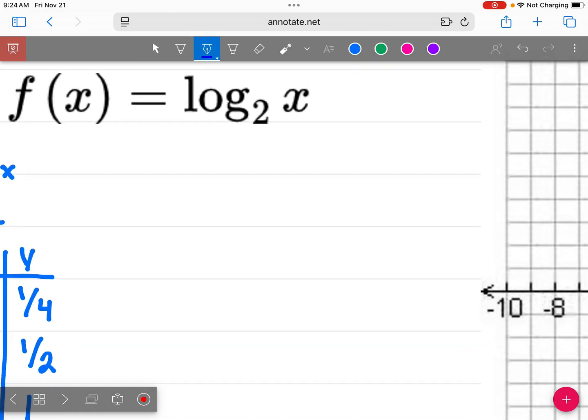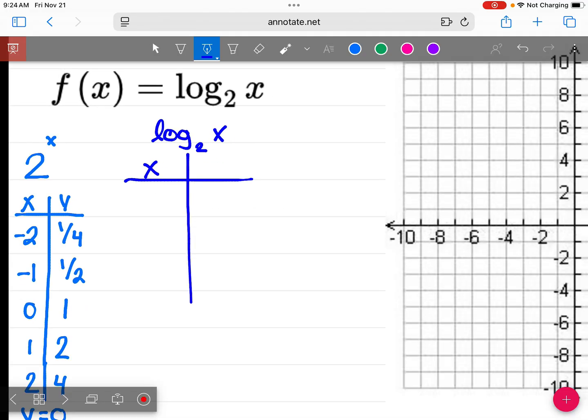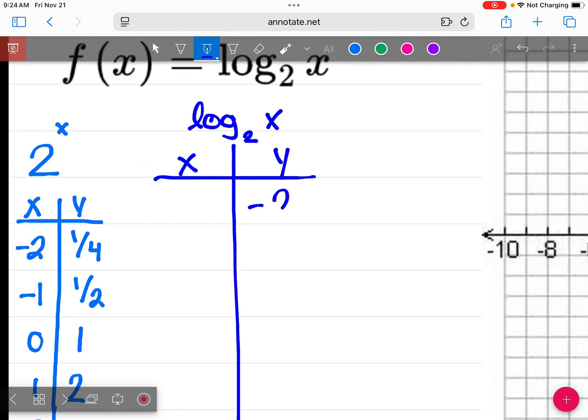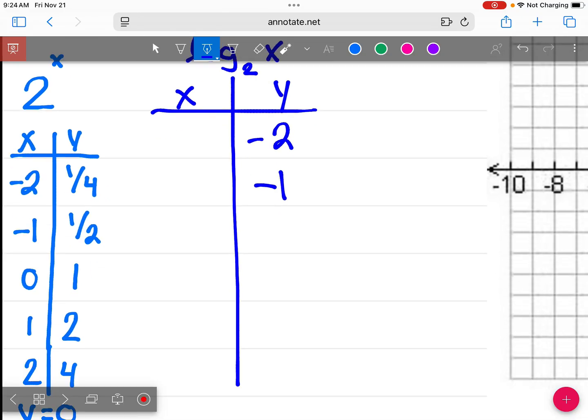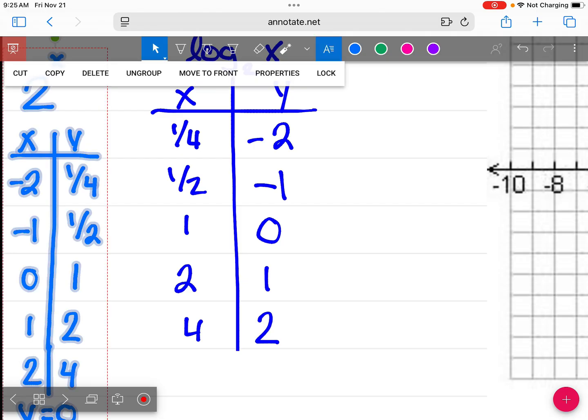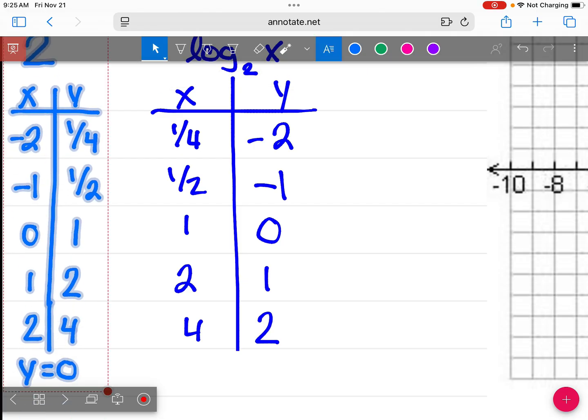I'll move this up a line just because otherwise I am super close to the bottom. Log base 2 of x means I'm going to take everything that was an x and put it in the y column. And everything that was a y goes in the x. So we're going to have our -2, -1, 0, 1, and 2. And we're going to have our 1/4, 1/2, 1, 2, and 4. There we go, just moving that up.